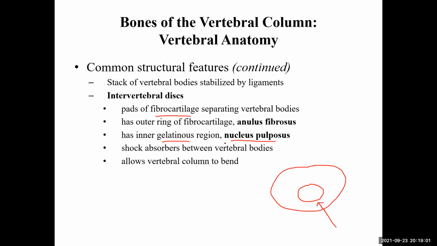The nucleus pulposus is surrounded by these rings of fibrocartilage called the annulus fibrosus. So the jelly has to squirt out through the annulus fibrosus. As we know, fibrocartilage is a shock absorber, helps to resist compression. It also allows for some flexibility in the spine.